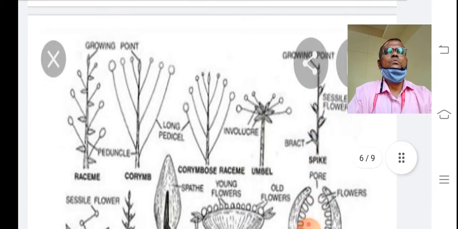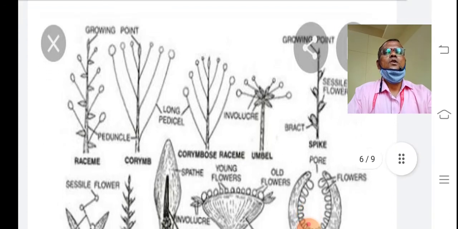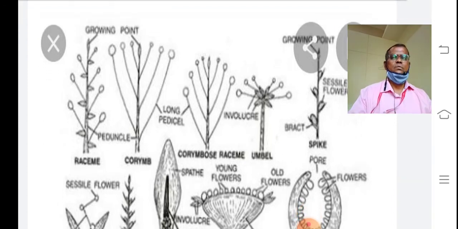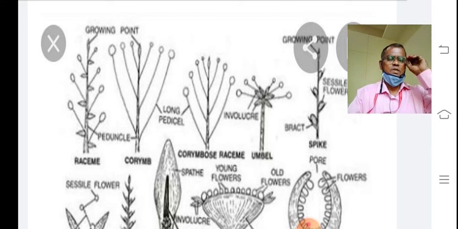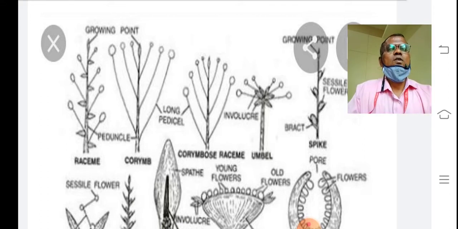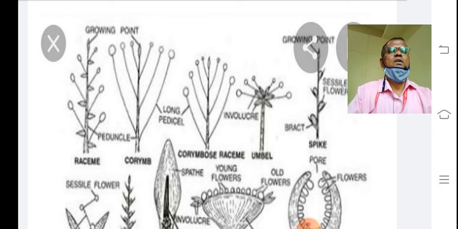Here you see raceme, good photographs are there. So raceme, peduncle. Peduncle means what? An axis on which flowers are developing. It is called as the peduncle or the floral axis. Same thing for the corymb, long pedicel. Involucre is present in the umbel. Involucre generally is present at the base and protects the flowers, right.